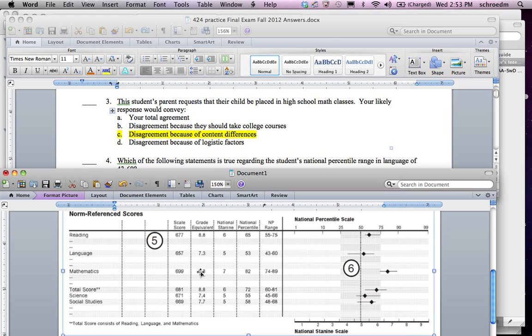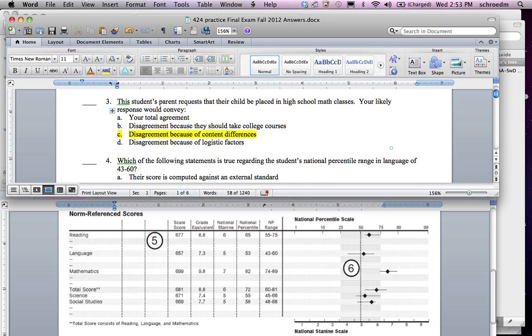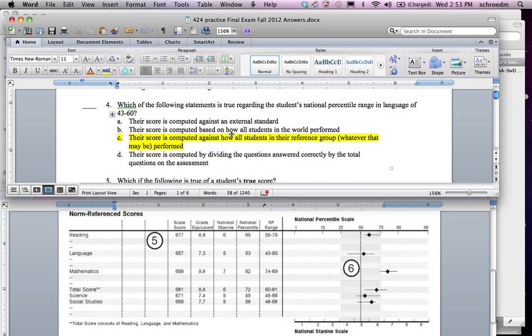And if we look at the math, their grade equivalency is 9.8. So this parent is saying, well, geez, my son or daughter really needs to be challenged, so we should move them into high school math classes. However, remember this data is just based off of 7th grade content. It does not mean that because they've mastered 7th grade content they will also do very well in 8th grade or 9th or 10th grade content. Because the content changes across the grades, we can't really just flip people around here and there.